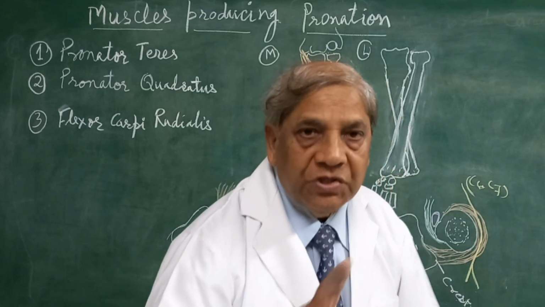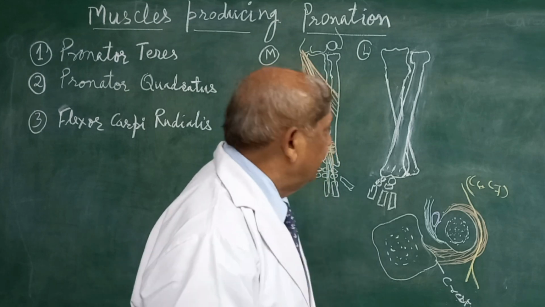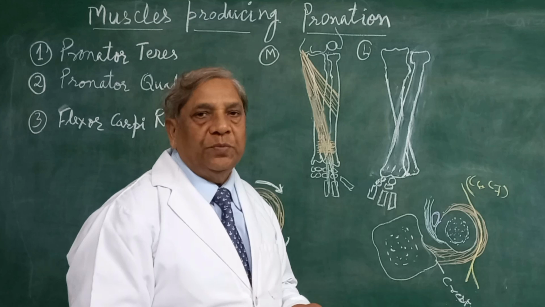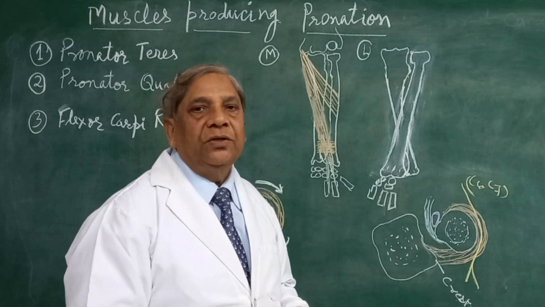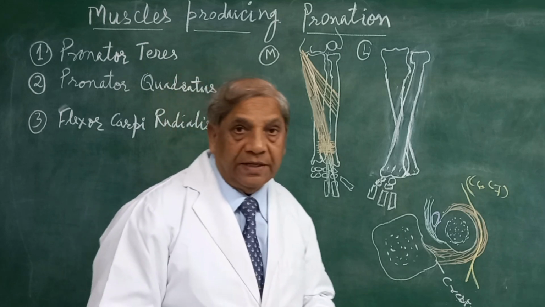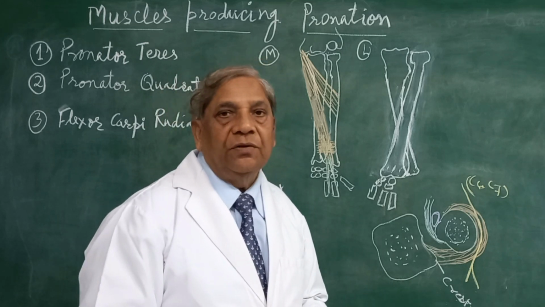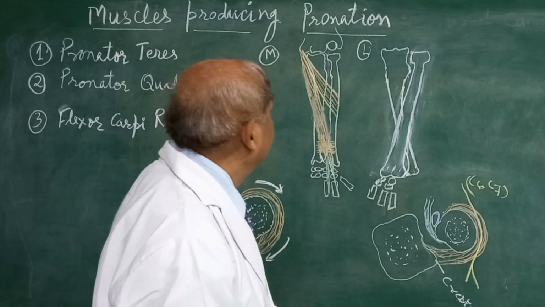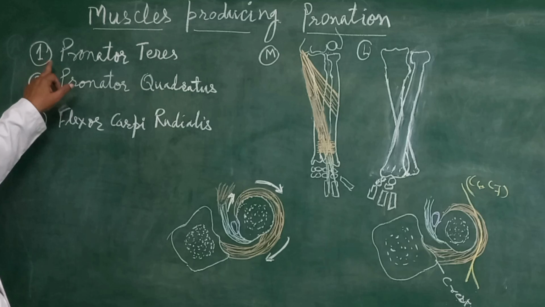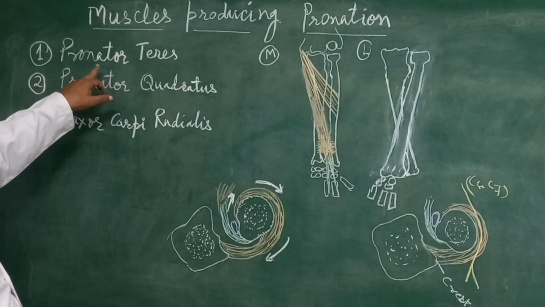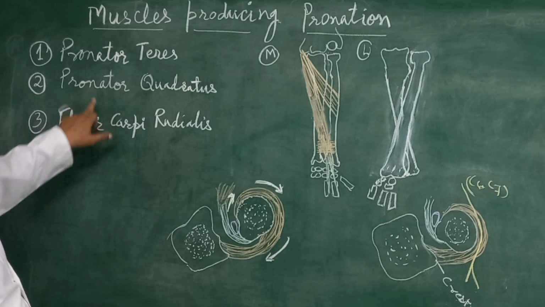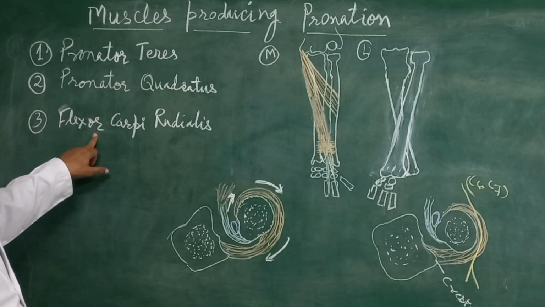We will learn which are the muscles responsible for this pronation movement, which is taking place at the superior and inferior radioulnar joints. Of course, the interosseous membrane, which is considered as the intermediate radioulnar joint, is also involved in it. Now, there are three muscles which are responsible for the pronation movement. They are Pronator teres, Pronator quadratus, and Flexor carpi radialis.